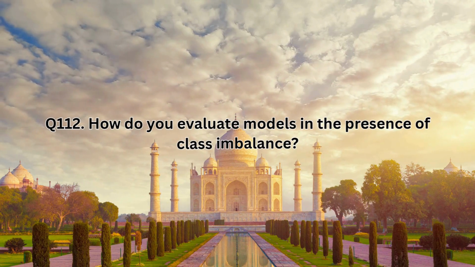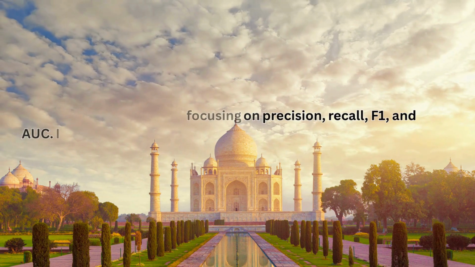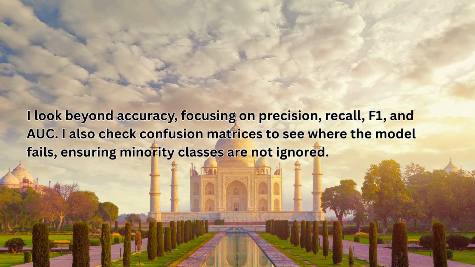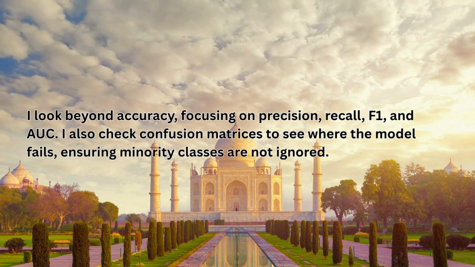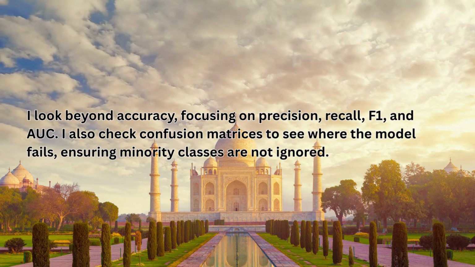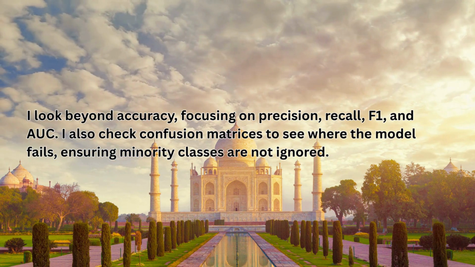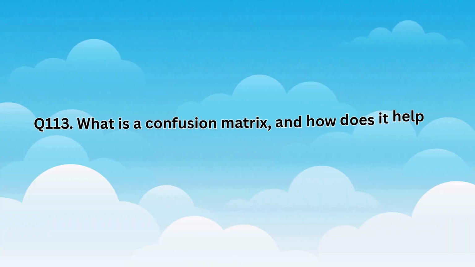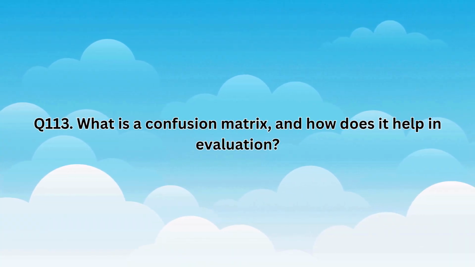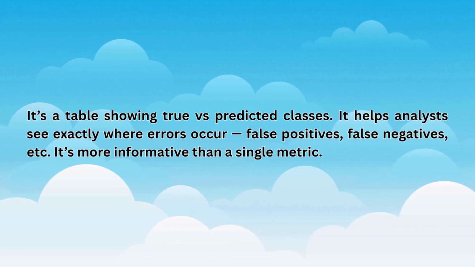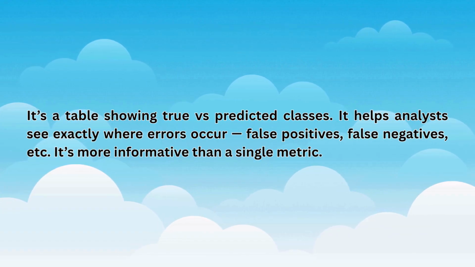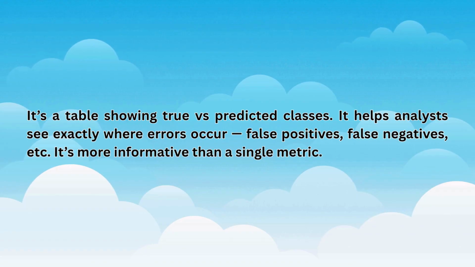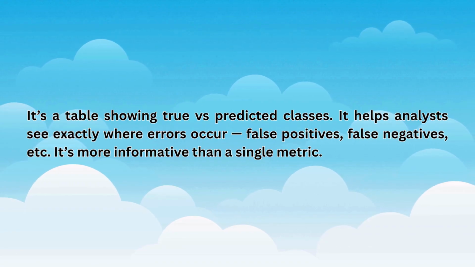How do you evaluate models in the presence of class imbalance? I look beyond accuracy, focusing on precision, recall, F1, and AUC. I also check confusion matrices to see where the model fails, ensuring minority classes are not ignored. What is a confusion matrix, and how does it help in evaluation? It's a table showing true versus predicted classes. It helps analysts see exactly where errors occur, false positives, false negatives, etc. It's more informative than a single metric.